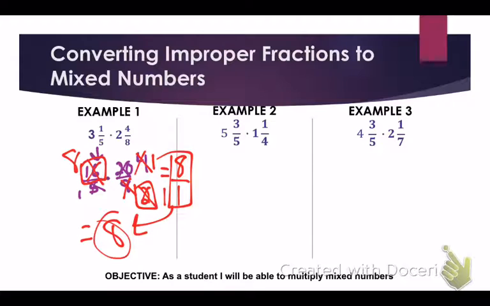First thing we need to do, once again, change mixed numbers to improper fractions. Okay, 5 times 5 plus 3 is 28 over 5. What about 1 and 1/4? Well, that would be 5 over 4. I really like these ones because these ones are awesome ones to pre-simplify.